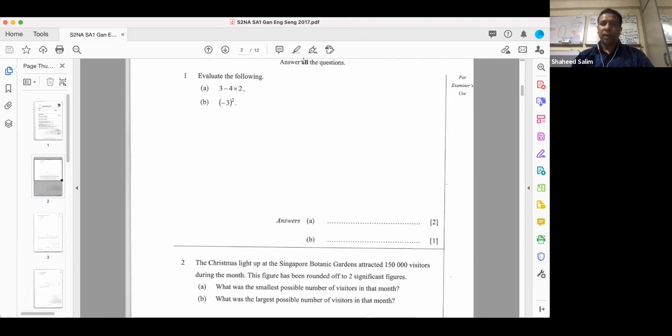Okay, we're going to come to that. This one, Inshira, is inside the bracket. So this means minus 3 times minus 3. And when minus times minus, it becomes plus, right? Positive 9. Now, it's different like this. If this is like that, then your answer is correct.